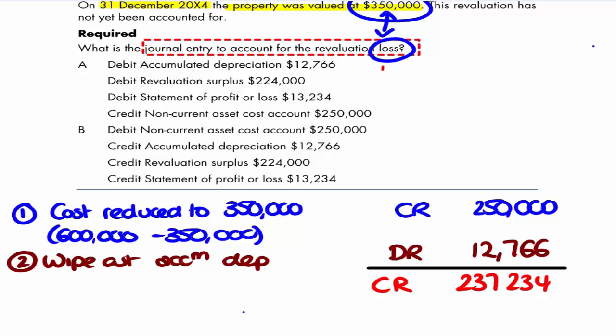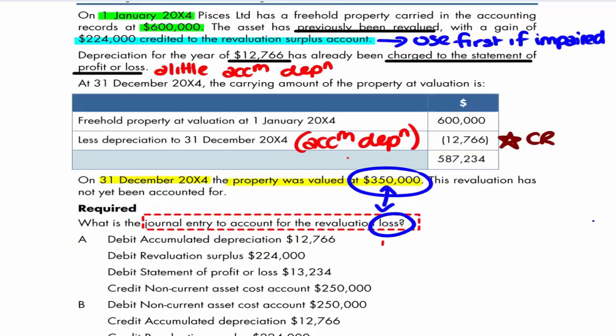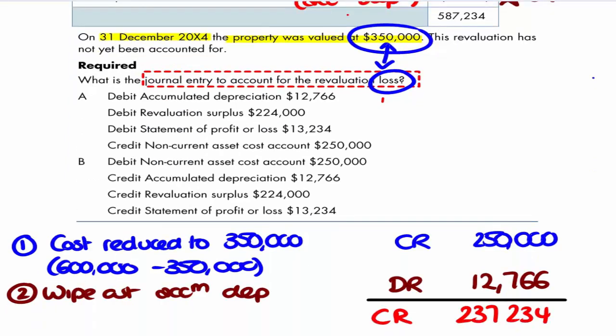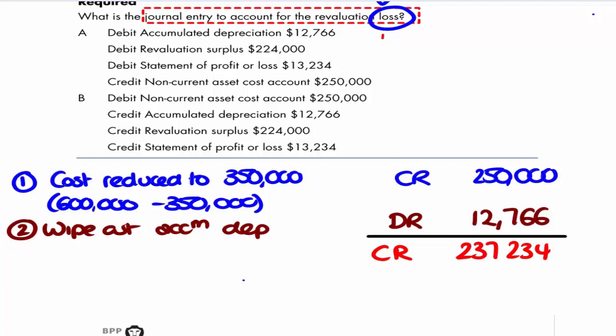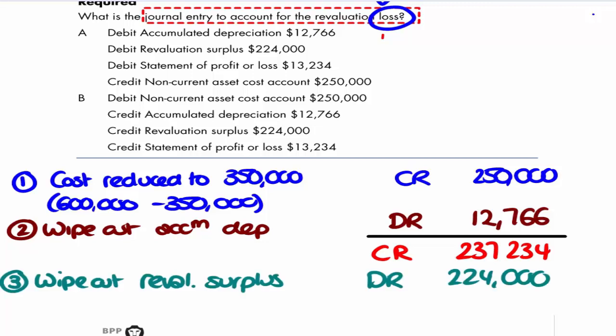Where does this normally go on impairment? Normally we take it to the statement of profit or loss. But this time, remember, we have already revalued our asset. The revalued amount sitting in our revaluation surplus, as per the question, is $224,000. So that is what we're going to utilise first. Therefore, we're going to have to debit that with $224,000. Now, we know we've got to debit it to wipe it out, because if it is a gain, it would have gone in there originally as a credit.